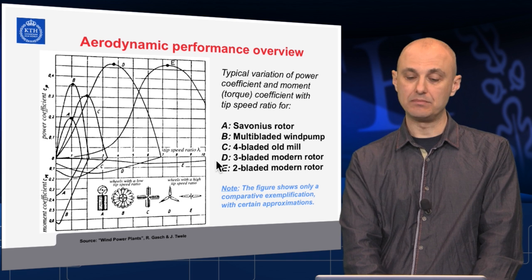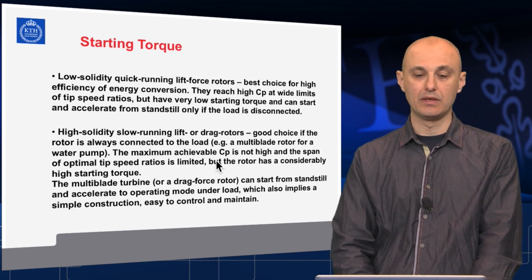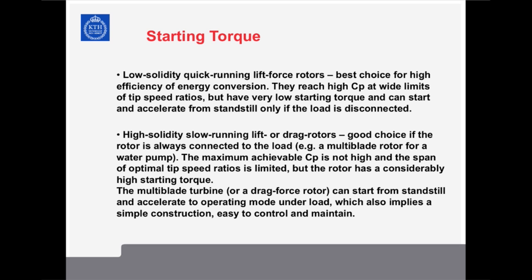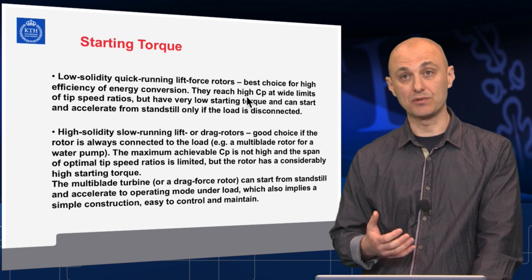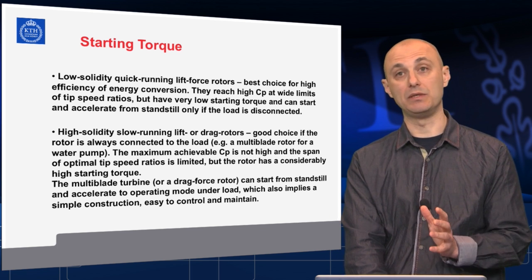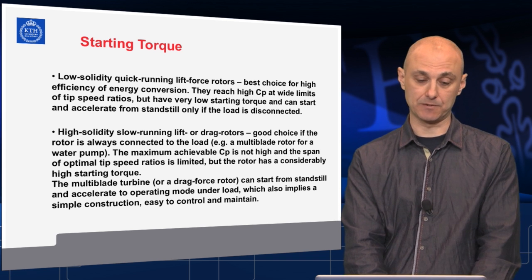Very important figure, please reflect about it. The starting torque is connected to the solidity and the typical tip speed ratio span of all kinds of turbine rotors. A low solidity, quick running, typically lift force rotor does not have a very high starting torque. However, it's very efficient once it starts rotating at the optimum tip speed ratio. It is very aerodynamically efficient, so we would like to use those turbines for electricity production.